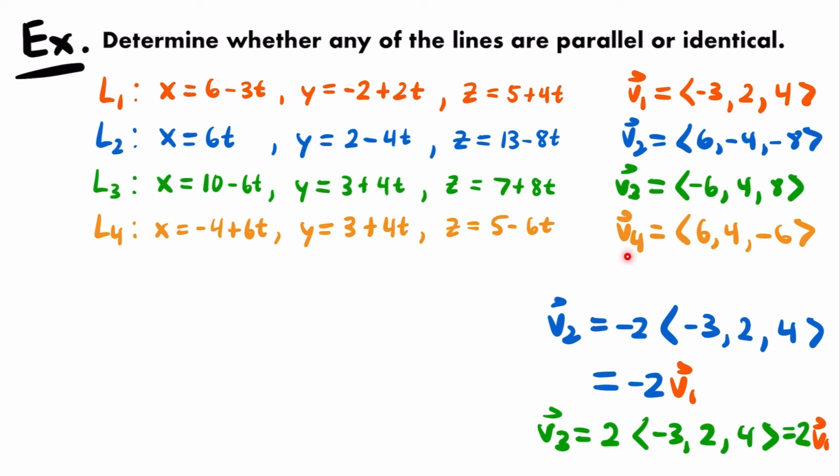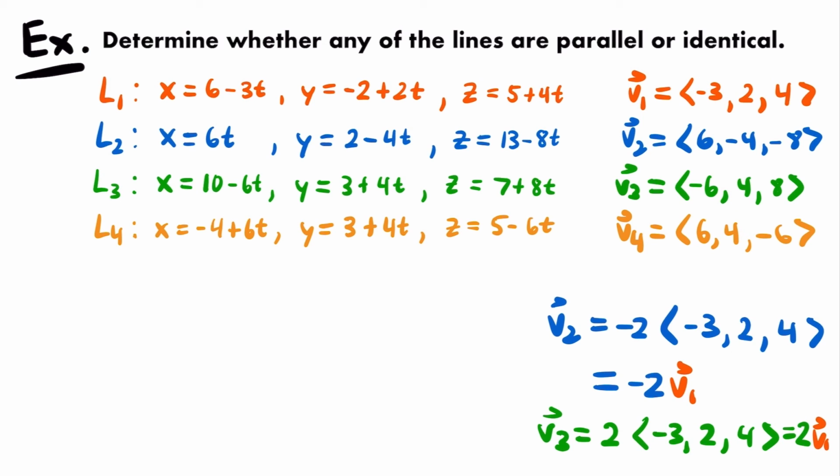But now what about vector v4? What about this last vector right here? Well, right away, if you just look at the signs of these components, you can immediately tell that this vector will not be a scalar multiple of vector v1. And so therefore, it's also not going to be a scalar multiple of vector v2 or vector v3 because those two vectors are scalar multiples of vector v1.